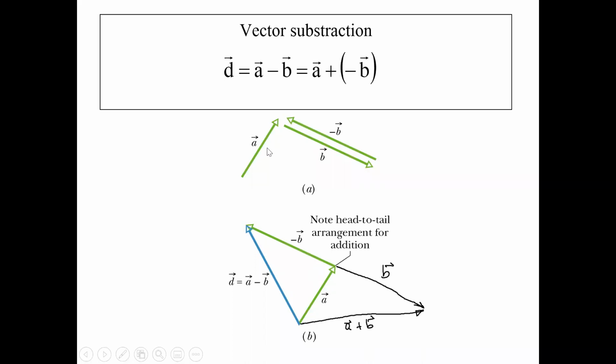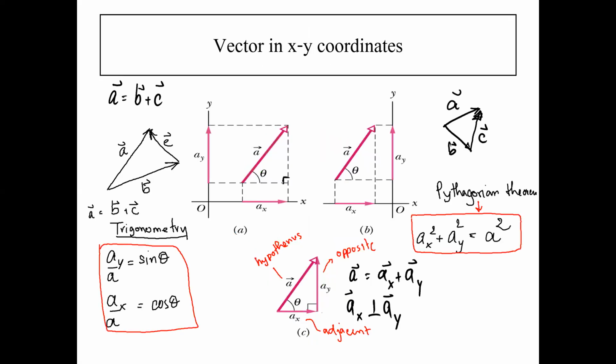So this is A, and if this is B, then minus B is in the opposite direction but has the same length. So we see that A minus B goes this way. A minus B is the blue one and A plus B is the black one. And you see that subtraction doesn't have commutativity, so A minus B is not equal to B minus A.